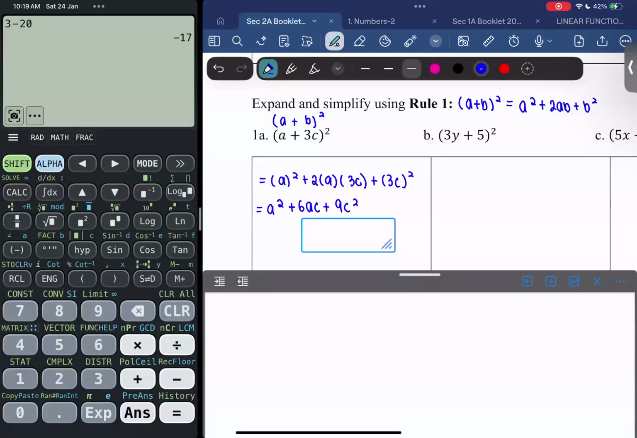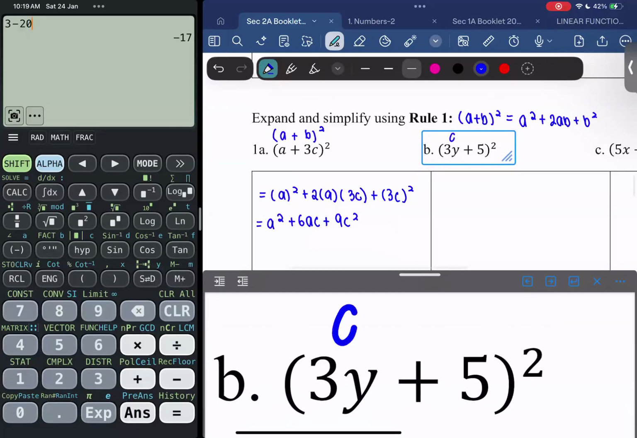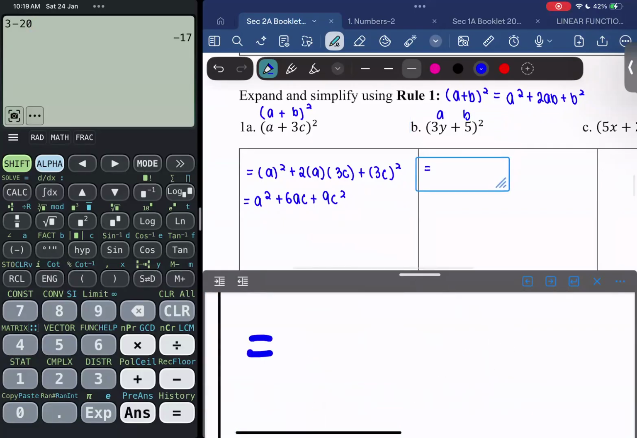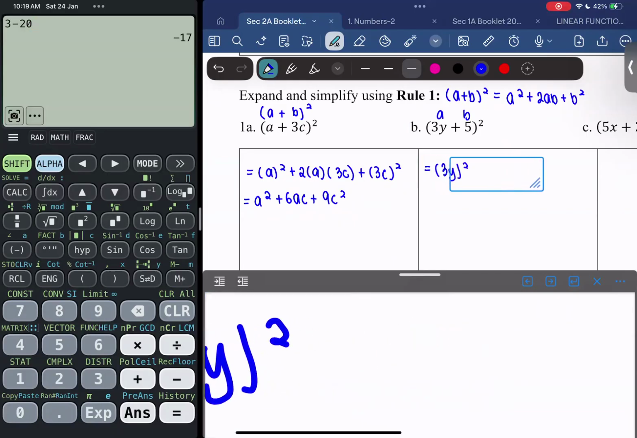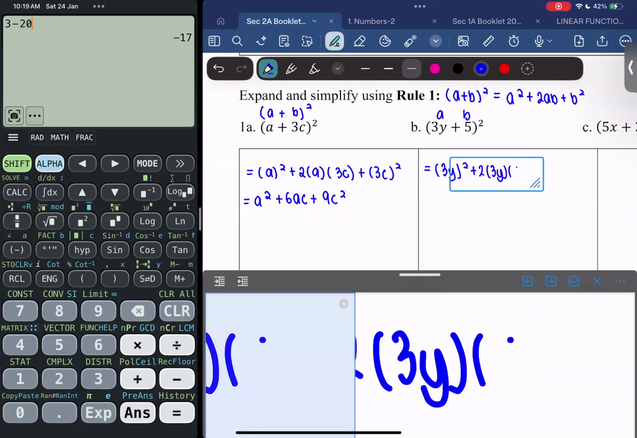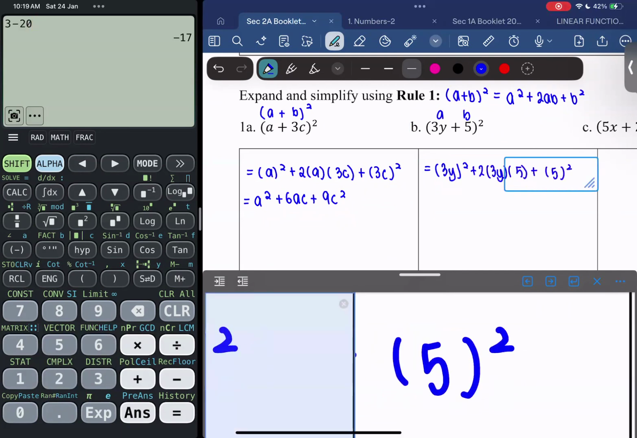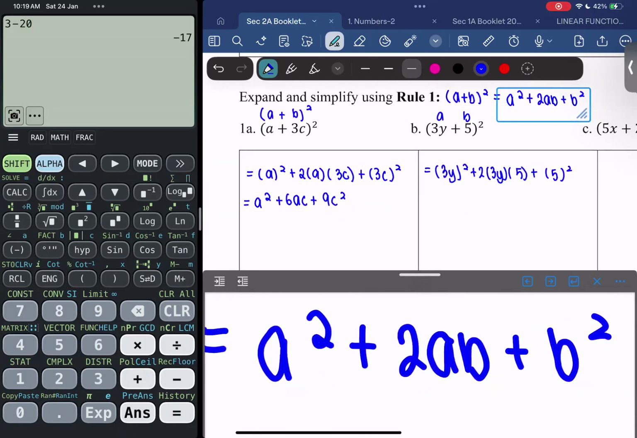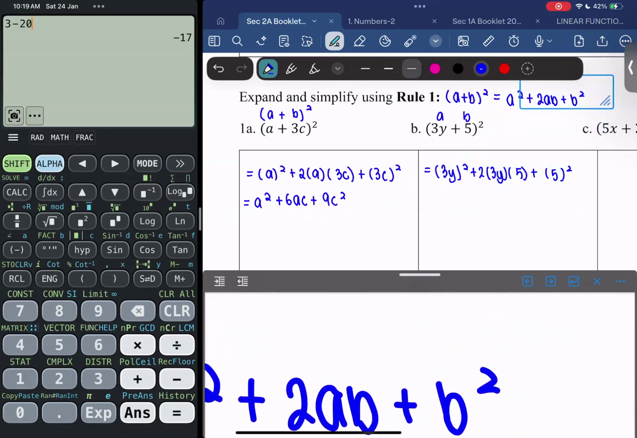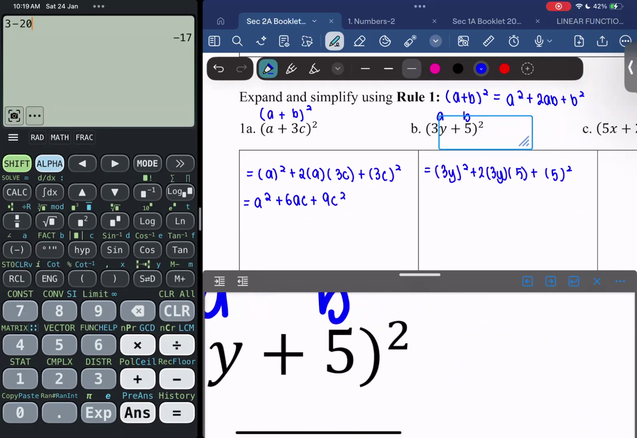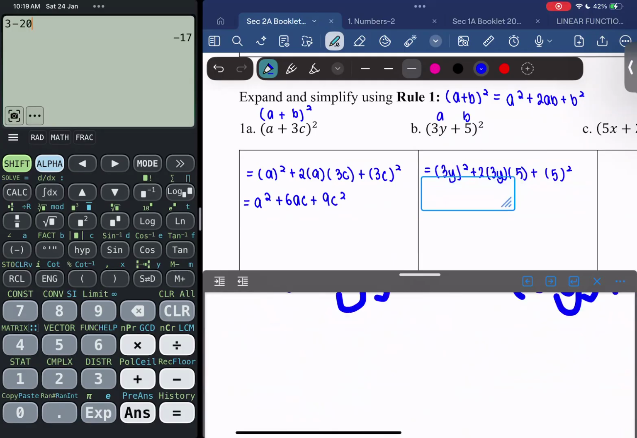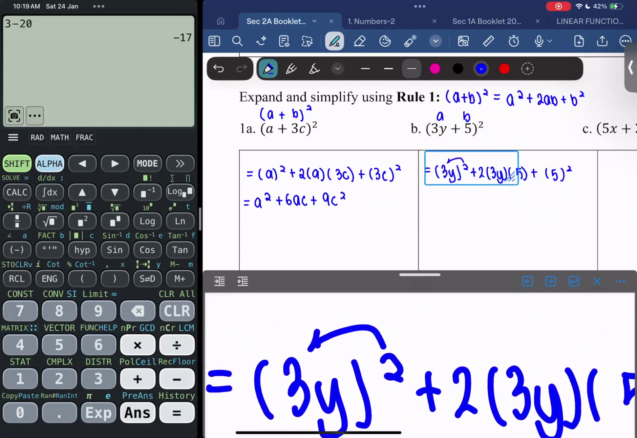Next question, same thing. A and B. This is A and this is B. Expand, just replacing. So 3y squared plus 2 times 3y times 5 plus 5 squared. Nothing too difficult really. A for 3y, B for 5. After you do that, expand. Now the careless mistakes come here. This one is not times 2, it's square.